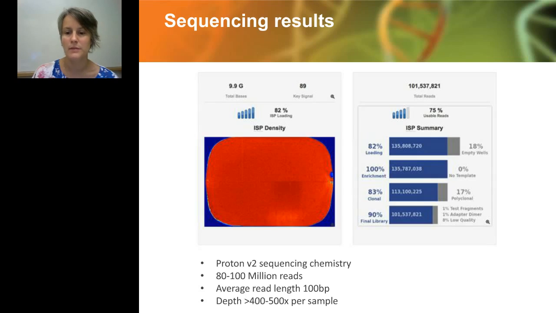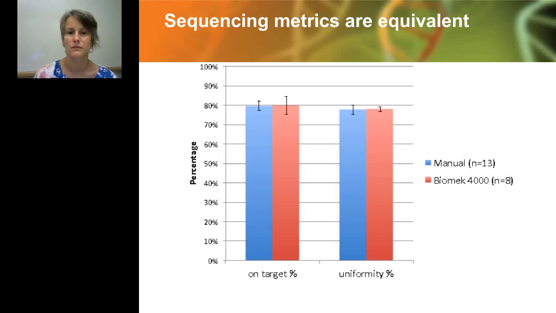And we were able to multiplex 5 samples on the sequencing run and get about 400x coverage for each sample for these 541 genes on our targeted panel. Here I'm just showing the on-target percents and the uniformity percents for the various prepared libraries, and you can see they're equivalent, and so we were very happy with these results.